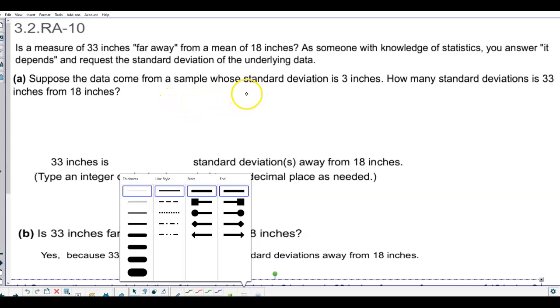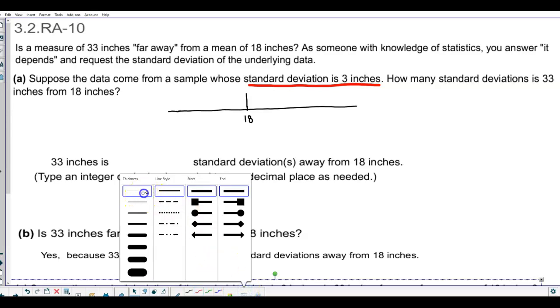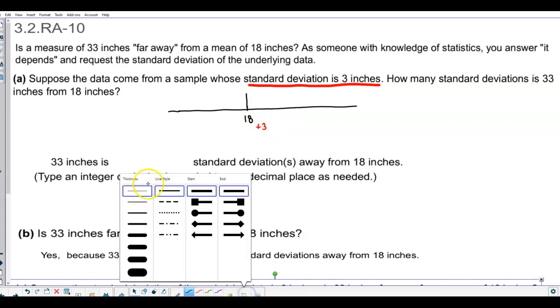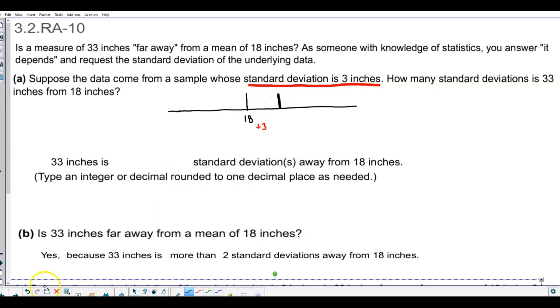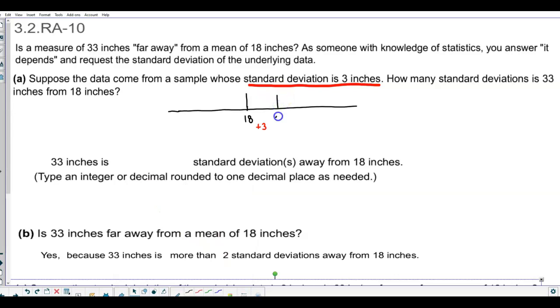So, let's take a look here. We're going to have a mean, and that mean represents 18. So that's right in the middle. And what it's saying here is that we have a standard deviation of 3 inches. So, if we add 3 to 18, then that's going to give us 21.